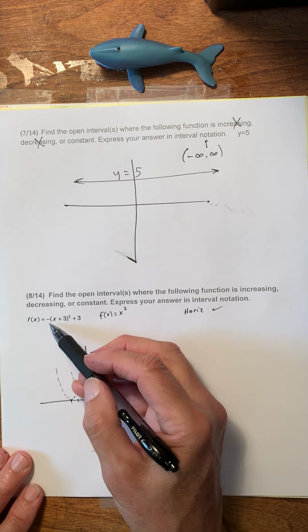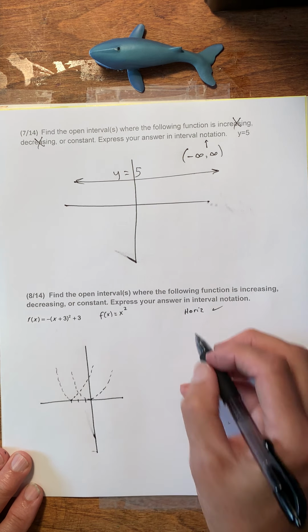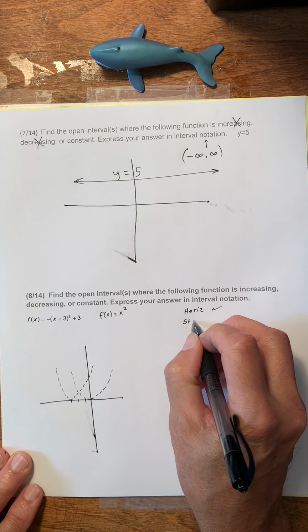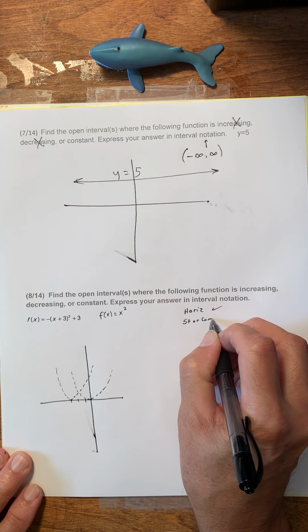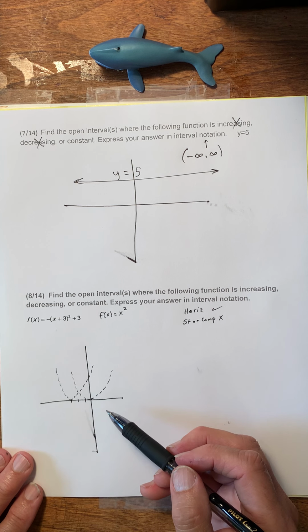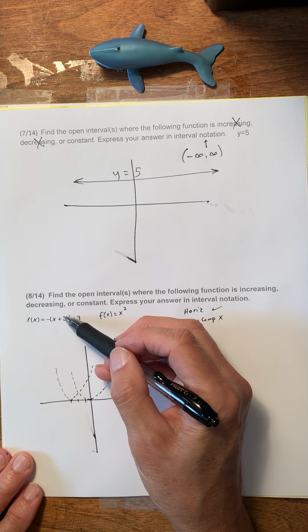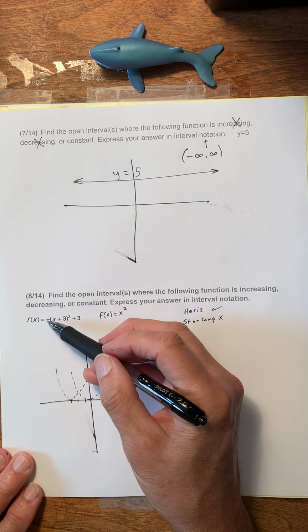Second thing I ask is, any stretching or compressing? Any number in front of the function other than 1? No, no stretching or compressing. Thirdly, any reflections? Is x being made negative inside the square? No. Is the whole function being made negative?